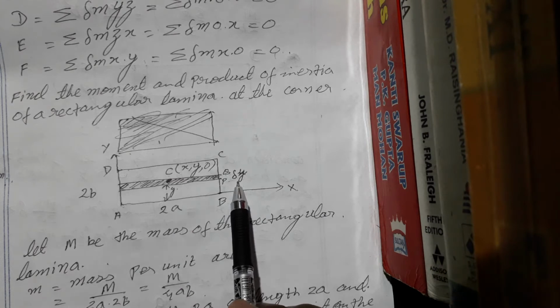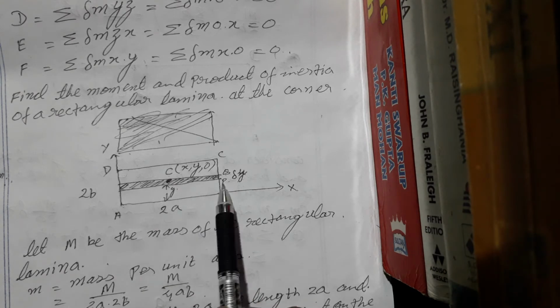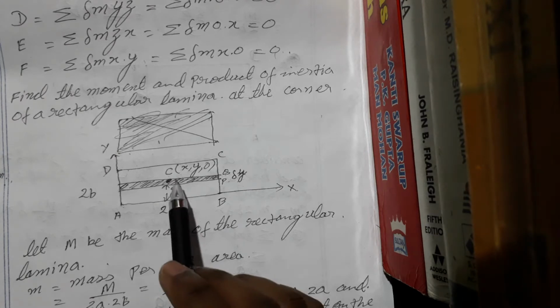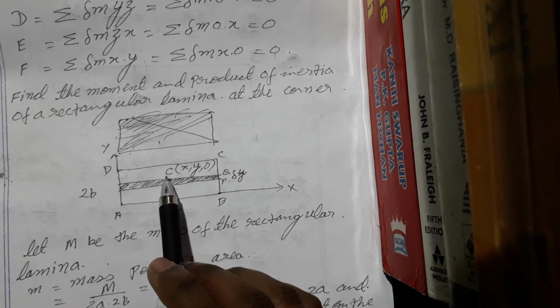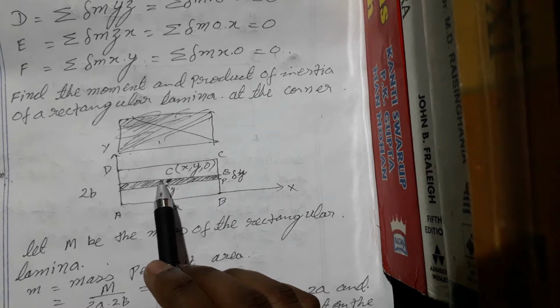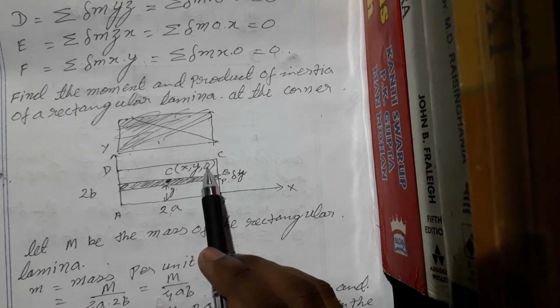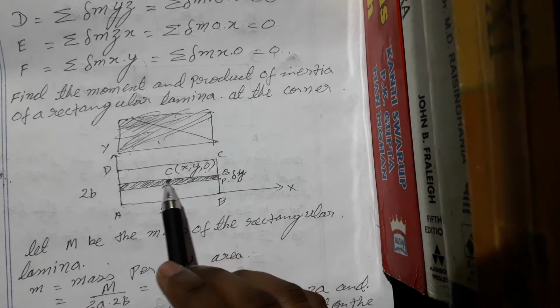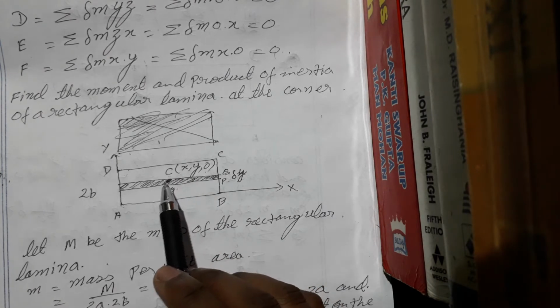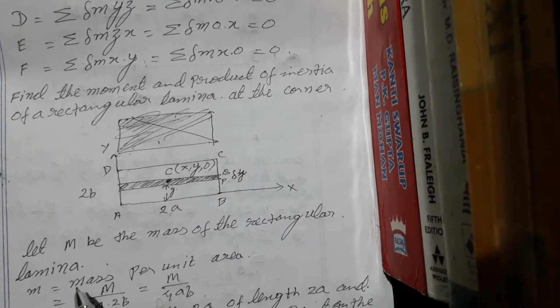The thickness of this strip is delta y, and the length of this strip is 2a. I'm taking a point C, since it is lying in the xy plane. The coordinates of this point are x comma y comma 0, and the mass at this point is small m, where m is the mass per unit area.